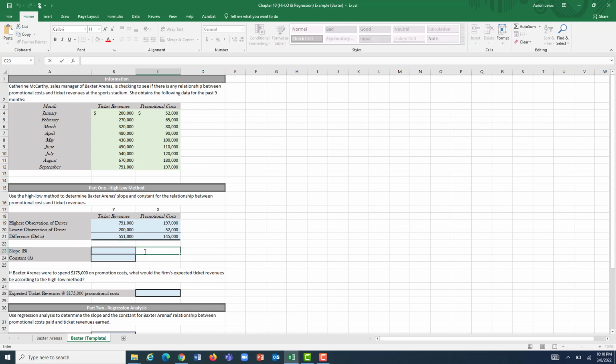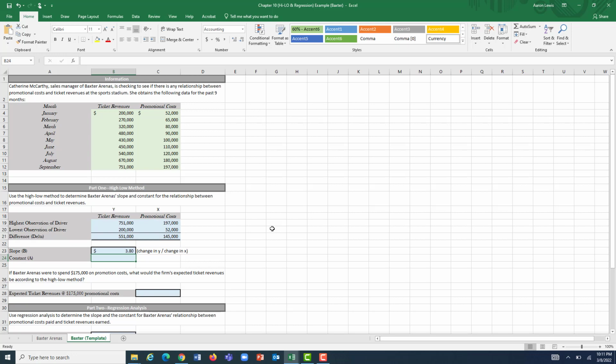Firstly, slope is always your delta Y, or your change in Y, divided by your change in X. So in our case, we had a $551,000 increase in revenues when we spent an extra $145,000 in promotion costs. If we find the rate there, that means that Baxter, on average, is experiencing an extra $3.80 in ticket revenues for every extra dollar of promotion cost that they spend.